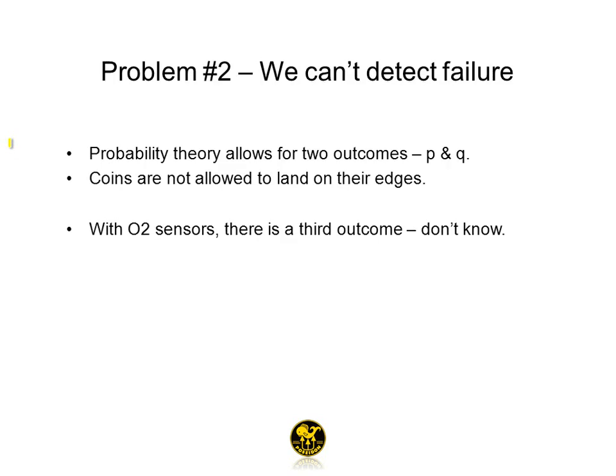The second huge problem we have with oxygen sensors is this. We can't tell when they failed. Now, in probability theory, you toss a coin, you get a head or a tail. There is nothing in probability theory that says the coin lands on its edge. We don't know whether it's a head or a tail. But with oxygen sensors, there is absolutely a third outcome, and that is don't know. That's pretty sobering. You've got an oxygen sensor, you don't know if it's good, bad, or indifferent.